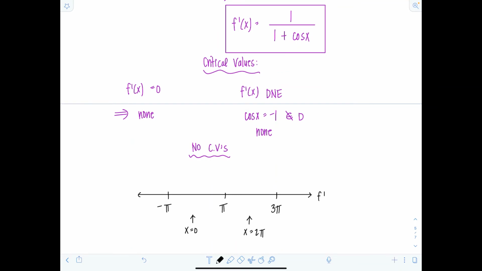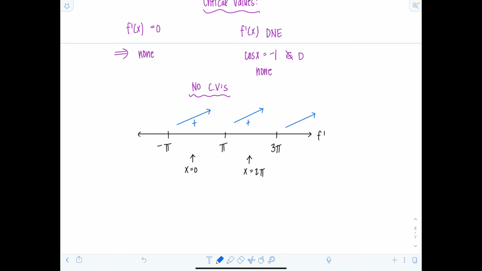So if I test with 0, f prime of 0 is going to be 1 over 1 plus 1, so that's positive. So if the derivative is positive here, that means my function is increasing. And guess what, people? Same thing at x equals 2 pi, and same thing if you were to test 4 pi, so on and so forth.